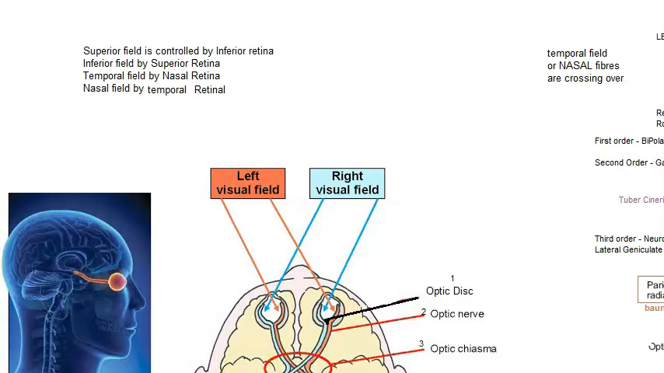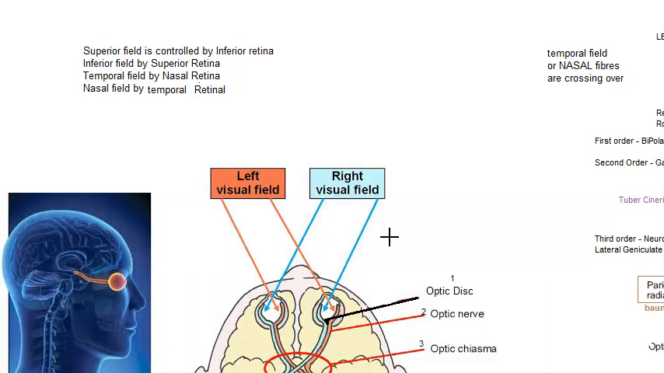Just look at this. The superior field is controlled by the inferior retina. Now look at your eyes. When you look down, the rays coming from there go to your superior retina, correct? Did you understand this? So when you look down, the rays are actually going to your superior retina.